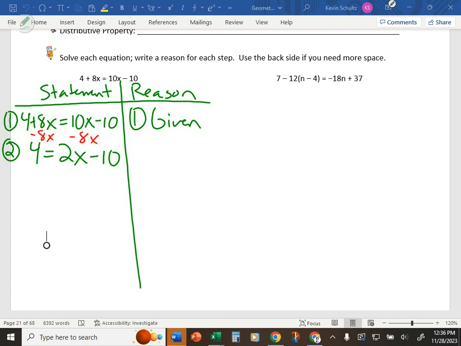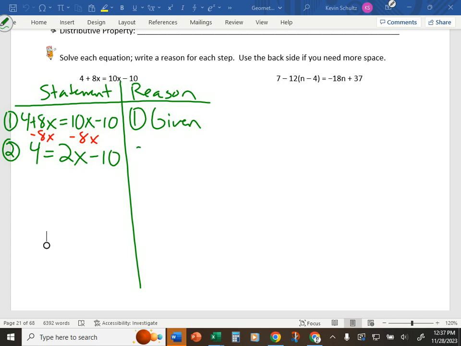But what mathematical property did we just use to get from step 1 to step 2? Paul? Subtraction property. Why? Because we had to get the variable on one side. And what did we do? We subtracted the same thing from both sides. 4 plus 8x is like our A. 10x minus 10 is like our B. We subtracted C from both sides, which is legal to do.